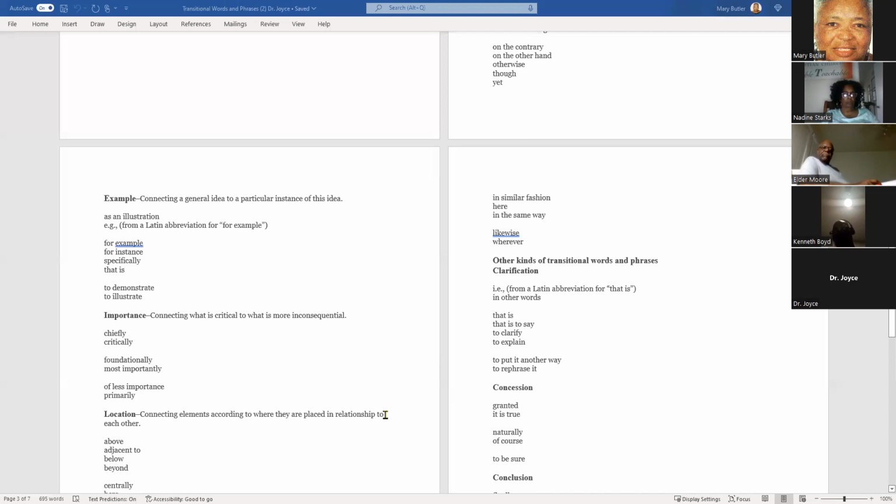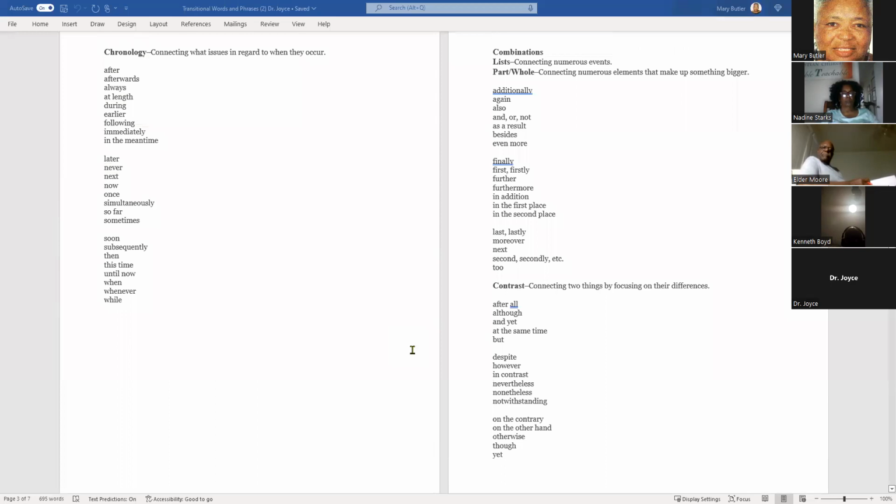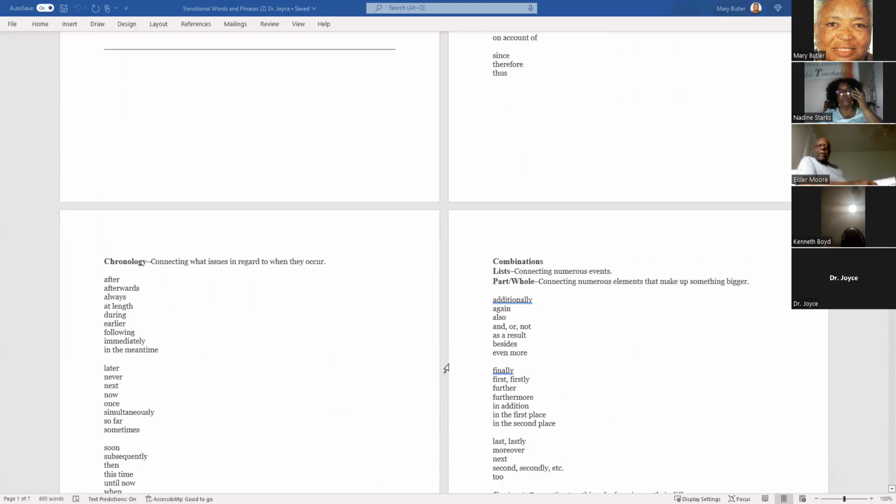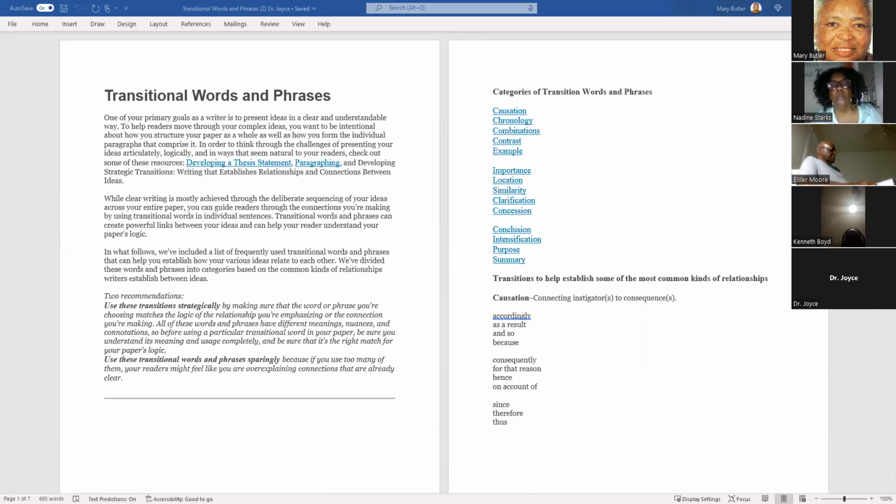Right. So these words are just words to help you make your paper more personable, more readable, and to get your point across as to what you're trying to say. So Dr. Butler says, blah, blah, blah about this. And furthermore, she states, blah, blah, blah. She goes on to say, blah, blah, blah. So there are many transitional words and transitional phrases that you can use in your paper.